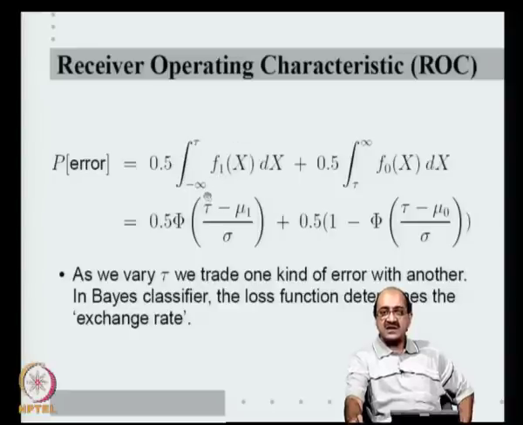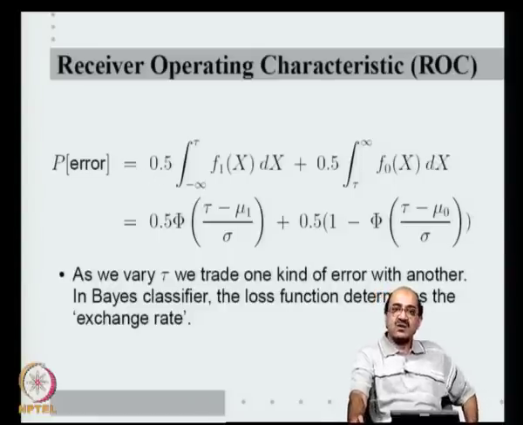Because priors are equal, my error integral is 0.5 times the probability that a class 1 pattern comes below tau, plus 0.5 times the probability that a class 0 pattern comes above tau. Once again, because f1 and f0 are normal, I can write this with the standard normal. As we vary tau, essentially we are trading one kind of error with another. When I change tau, one kind of error may increase and the other kind of error will decrease.